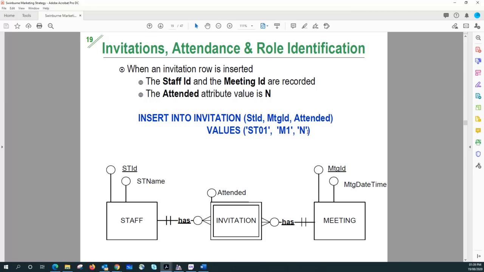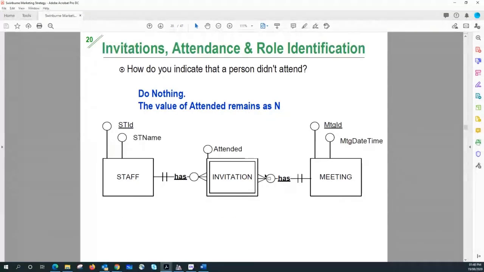For example, if I send 100 invitations to 100 staff members, I can have 100 insert statements. Each insert statement has attended set to N by default. So why do I put the default as N rather than keeping it as null, as we usually do? Remember the null, because there are so many problems if I have null in this case. We'll see what will happen if I put null.